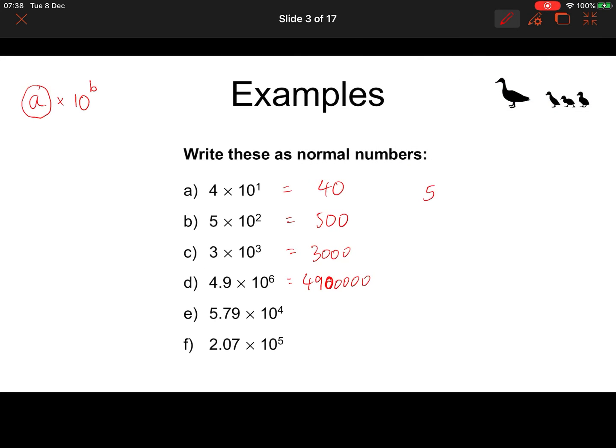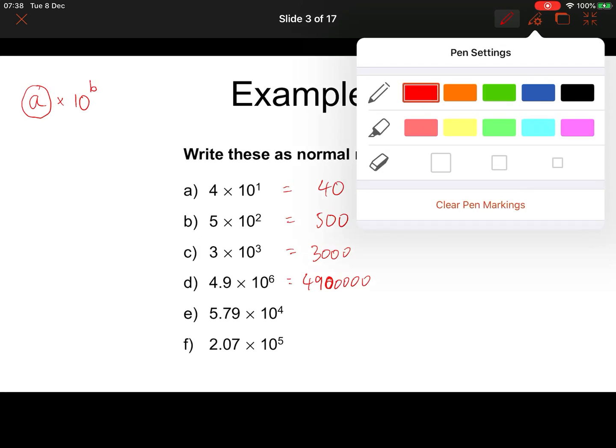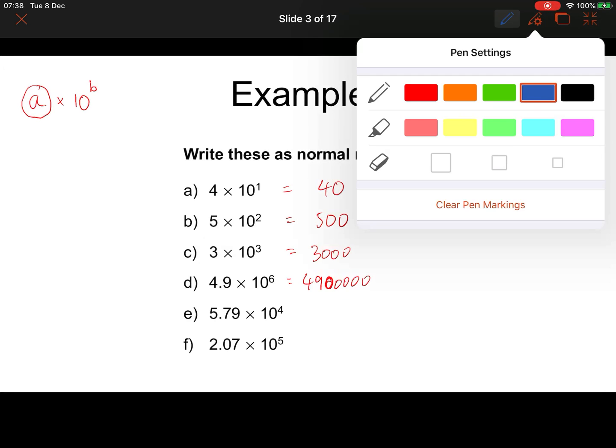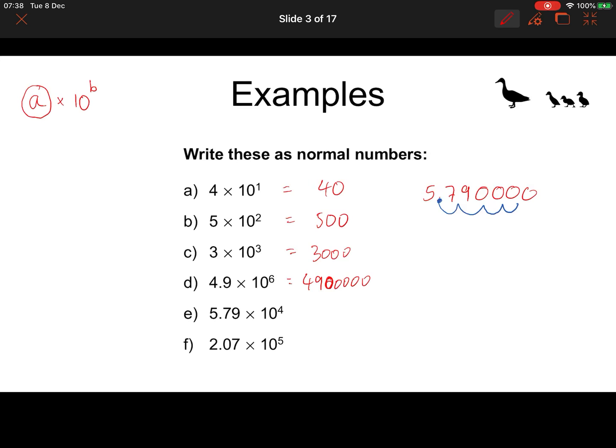Okay, let's just create some room. What about 5.79 times 10 to the 4? So again, let's write down 5.79, and then write in a few zeros to get you going. Okay, move your decimal point 4 to the right. 1, 2, 3, 4. So now I can see what my answer is going to be. It's going to be 579 and then 3 zeros. So that's 579,000.